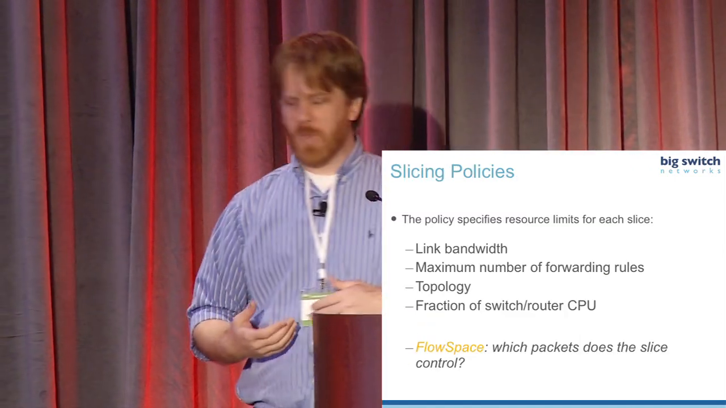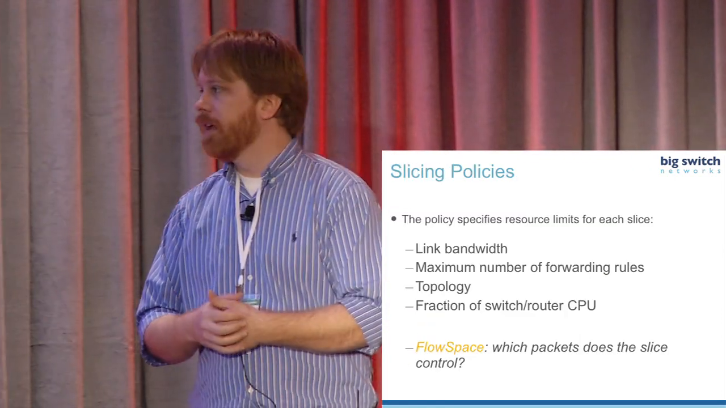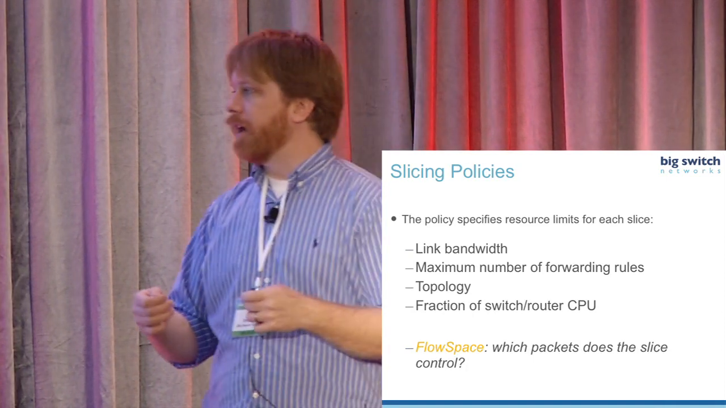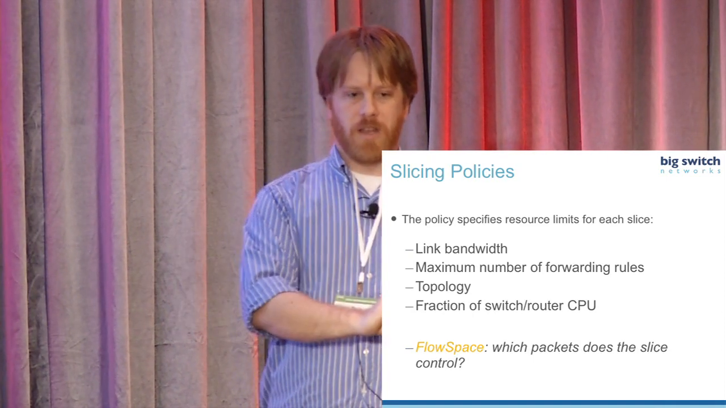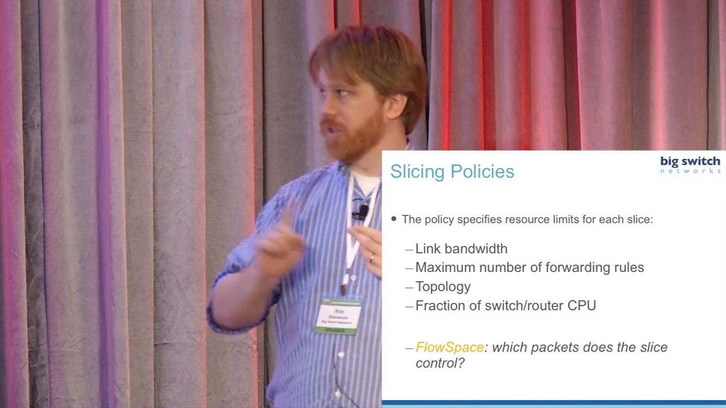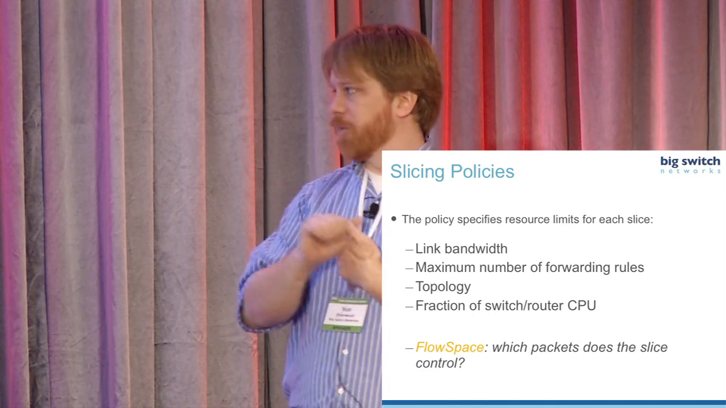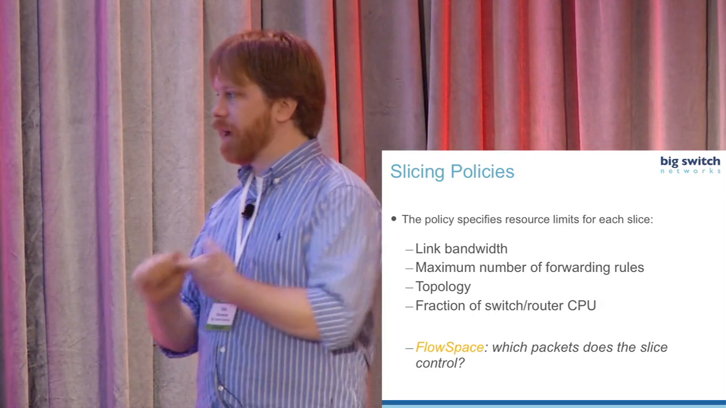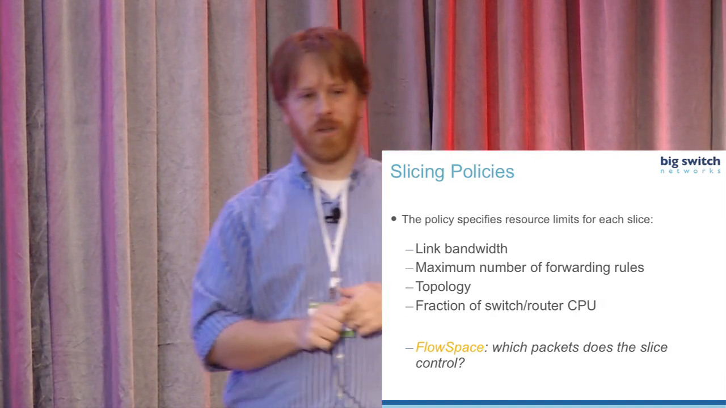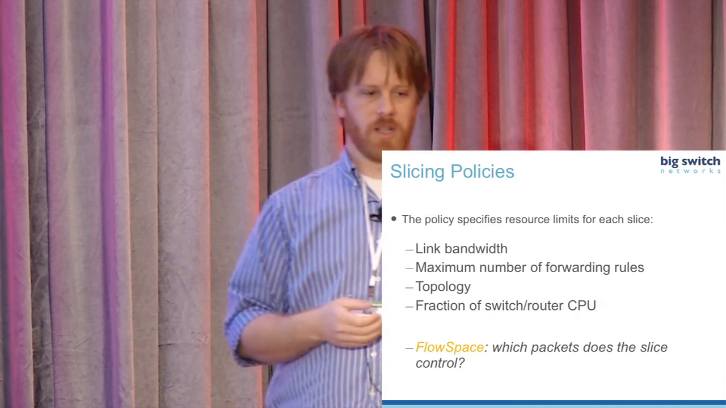So what does a slice policy look like? A slice policy says this network is allowed to use these links and these switches. Along these links, it can have this much bandwidth. Here's the maximum number of forwarding entries that you can use per box, and you can imagine this getting fairly complex.